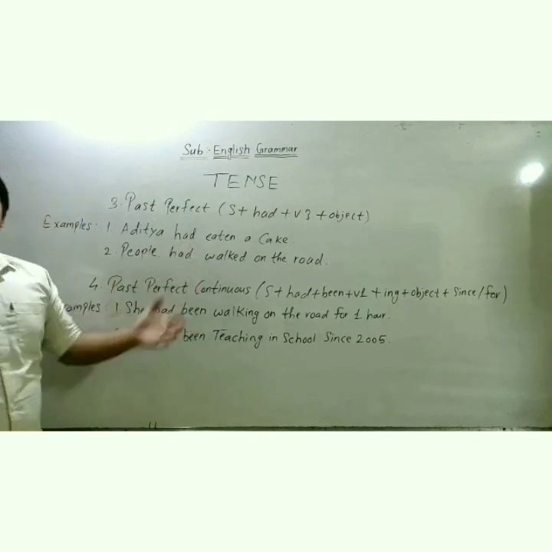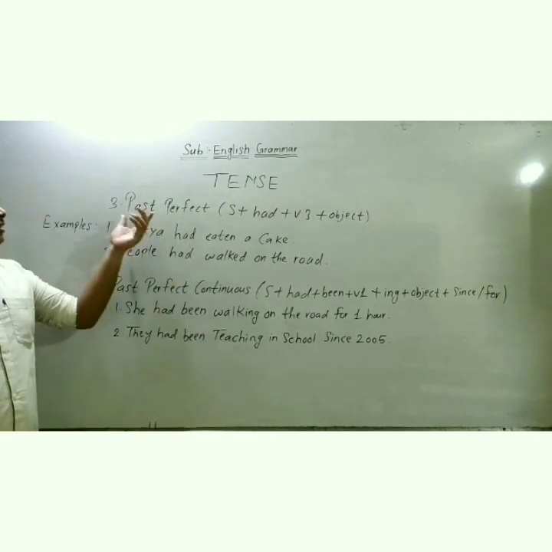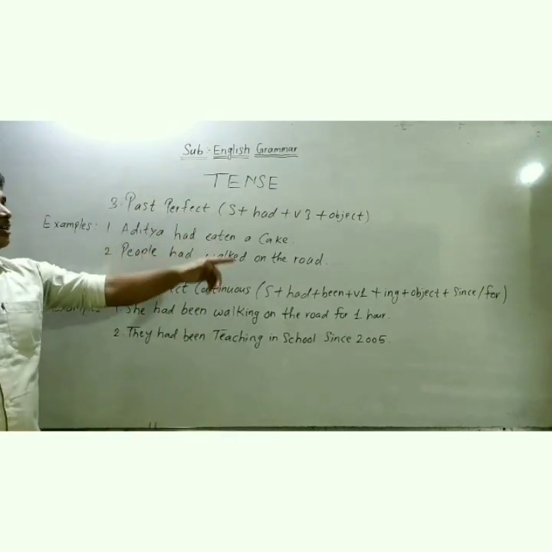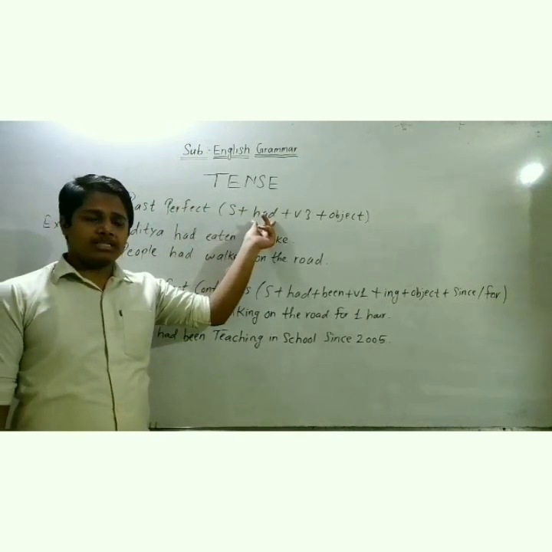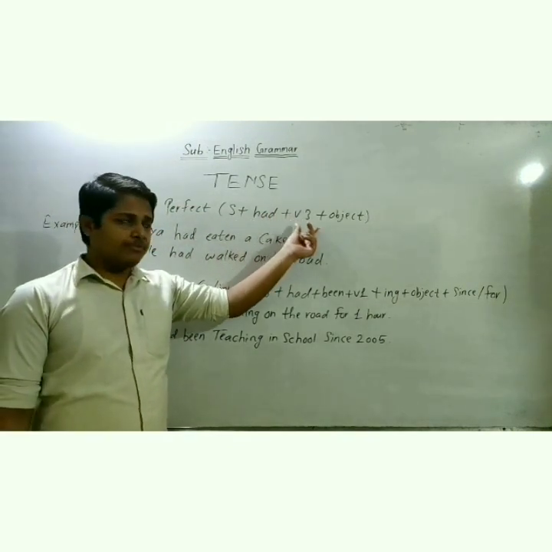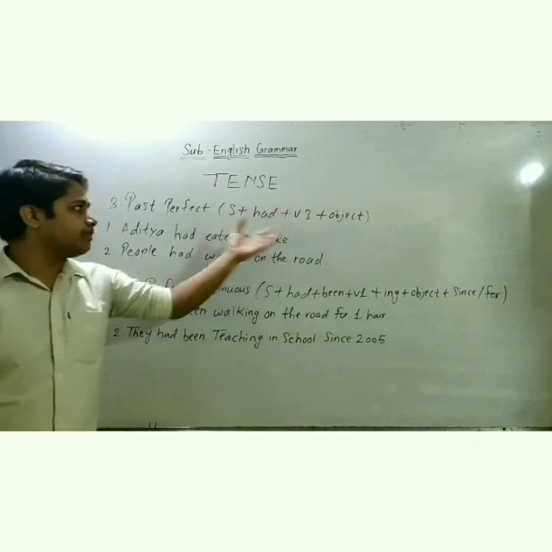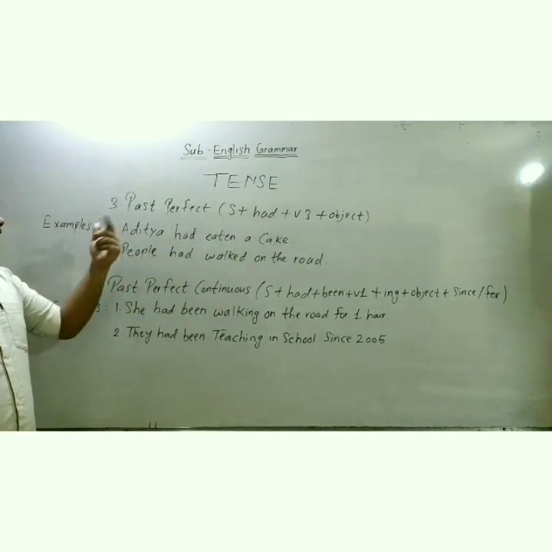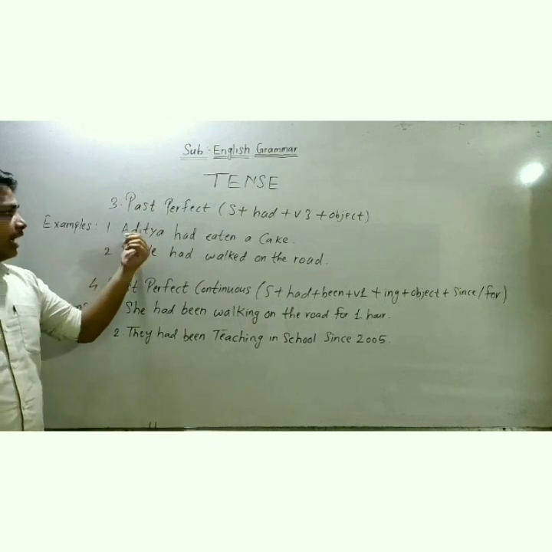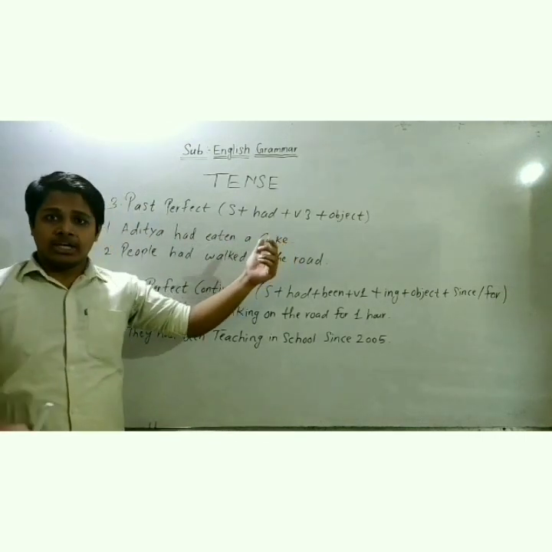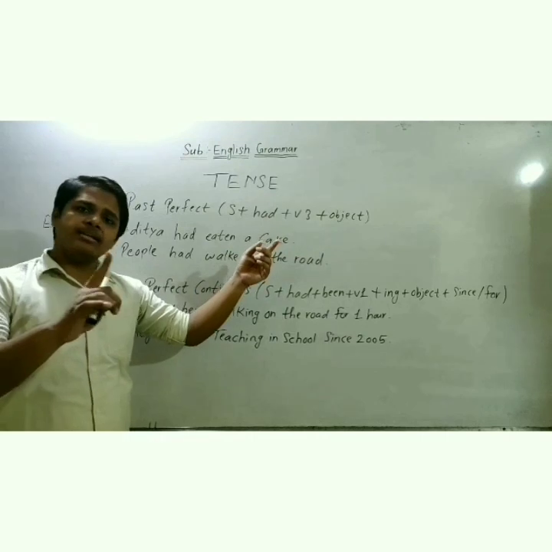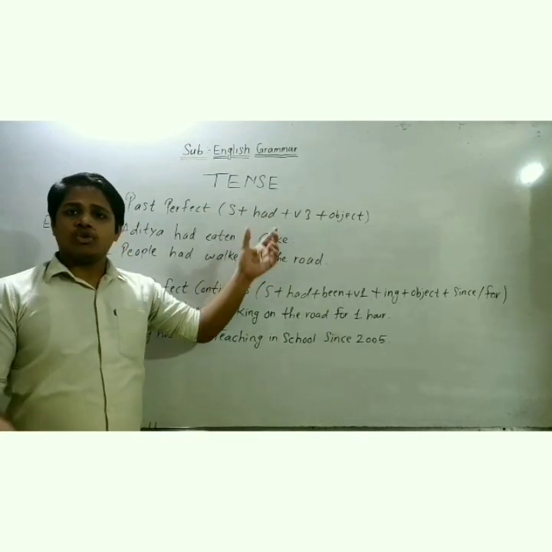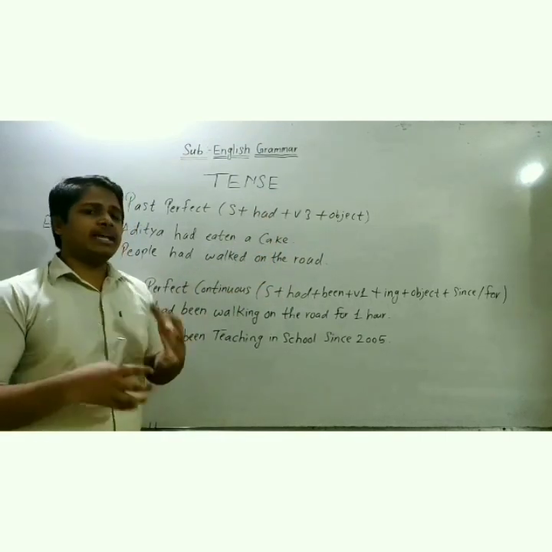Now the third type of past tense, that is the past perfect: subject plus had, verb's third form, plus object. This is the formula of the past perfect tense. The first example for the past perfect is: Aditya had eaten a cake. Here we can easily see only a single helping verb is there, so no need to worry about any tension.